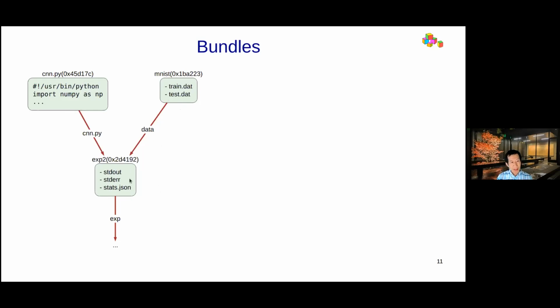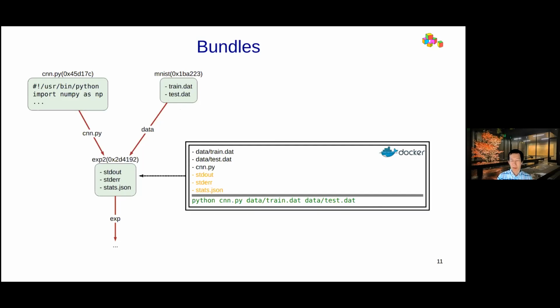And the way that the contents of this bundle are going to be filled out is as follows. Given this structure here, we're going to create a temporary environment using a Docker image, and we're going to essentially copy or mount these dependencies into a temporary directory, with the names given by these edges. So cnn.py is represented here, and it will point to the contents of this bundle. The data is a directory that is going to point to the contents of this bundle. And then you just run this command that's associated with this bundle.